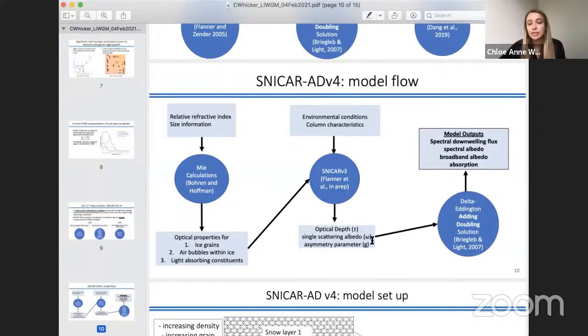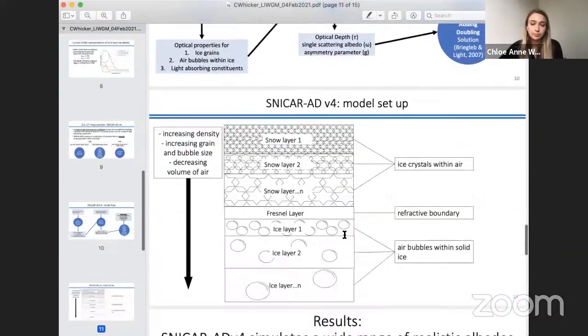That gives us the optical depth, the single scattering albedo, and the asymmetry parameter, which are the inherent optical properties that are then run through the Delta Eddington adding doubling solution. This solver can give us the spectral downwelling flux and albedos and absorption of each layer and the total column.